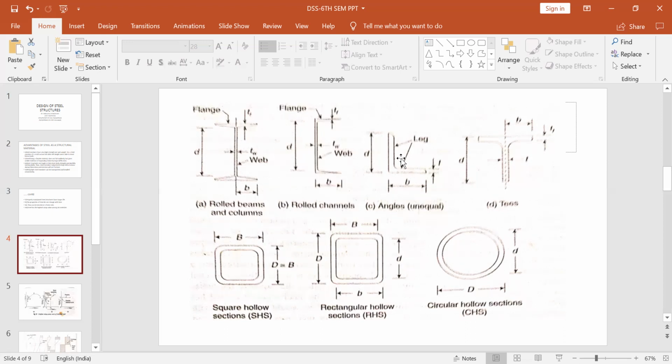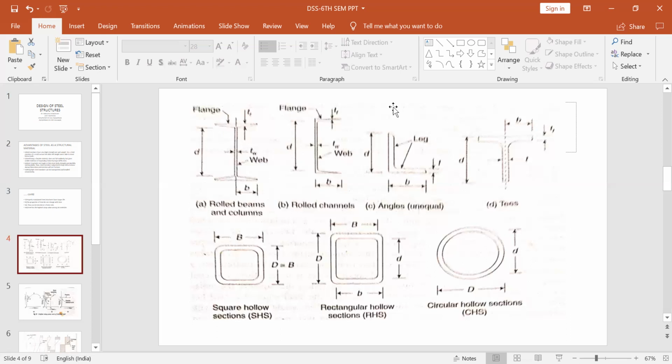And this is another thing, the angle section. These are angle sections or light sections. These are for light steel structures. We generally refer to angle sections. So this is one leg of the angle. This is another leg. Now this is an equal angle, where both the legs are of the same length. Sometimes you might have unequal angles where the legs will be of different lengths. And this is the thickness.